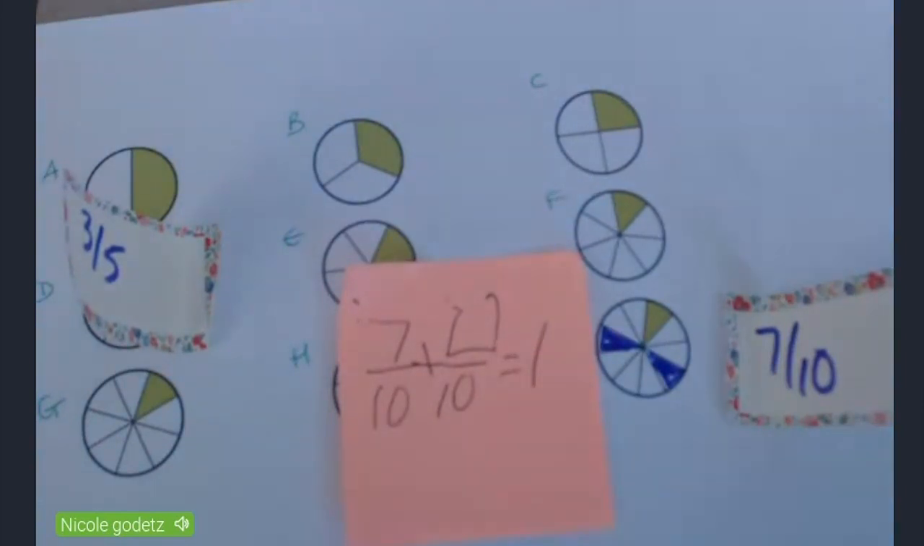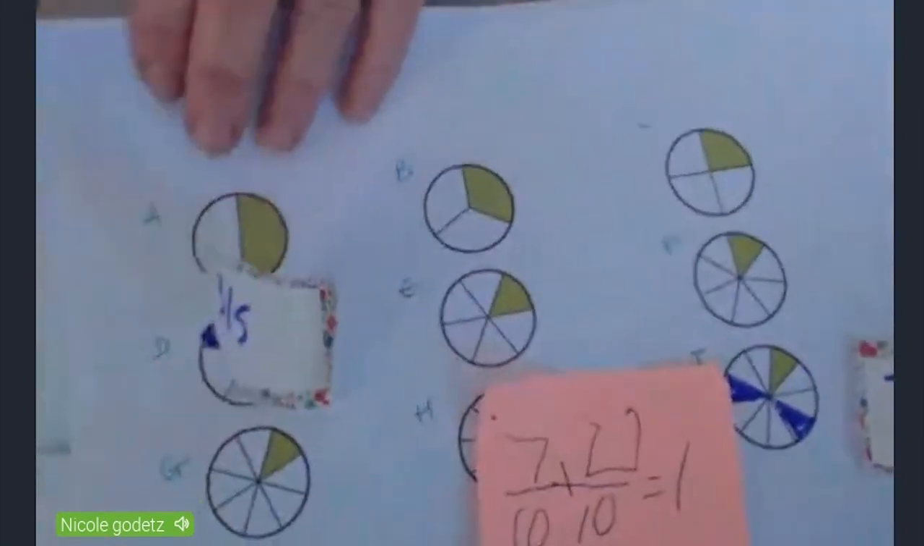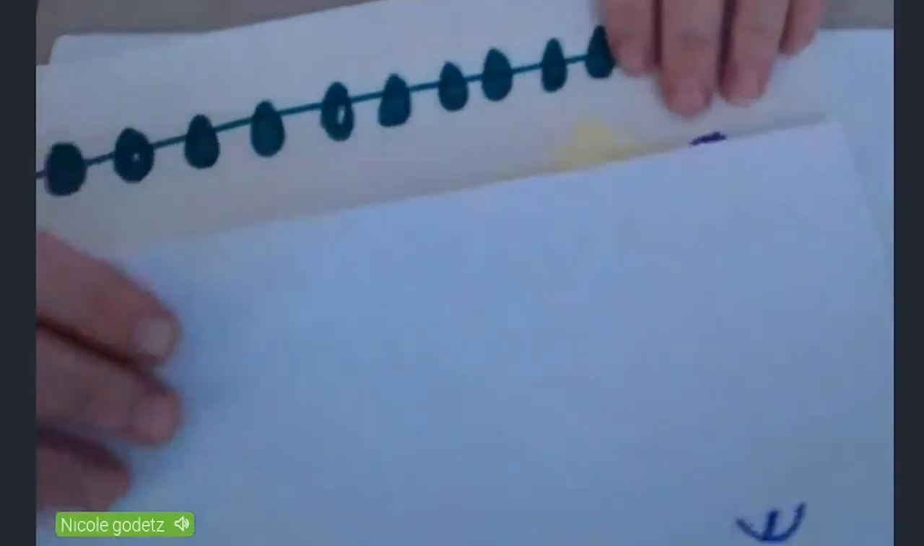Exactly. We can see it. To make a whole, we need 10 tenths. Whoa, we worked quick there. And I've got lots more I want to get through. So let me just swap over.